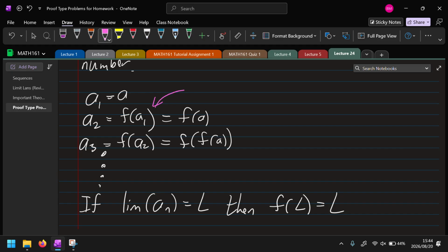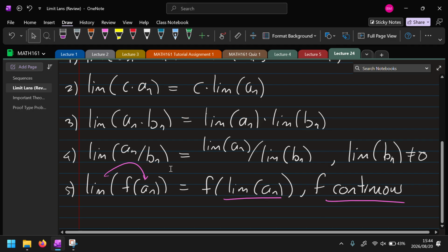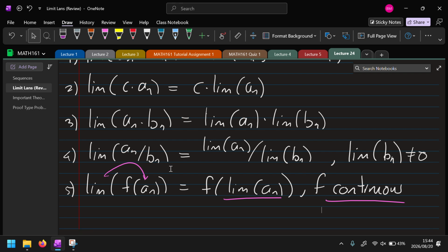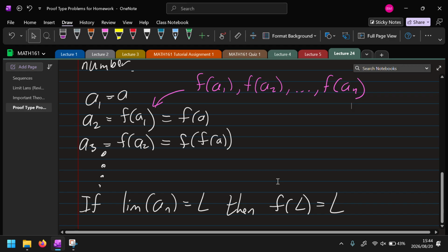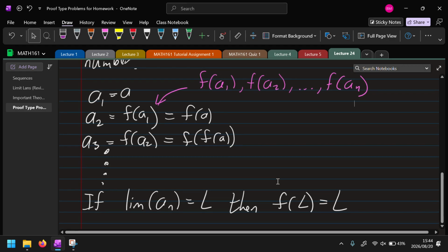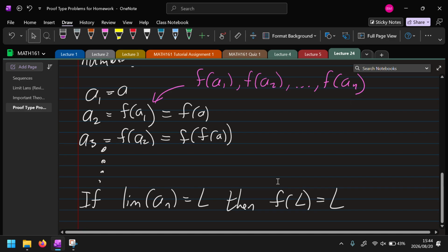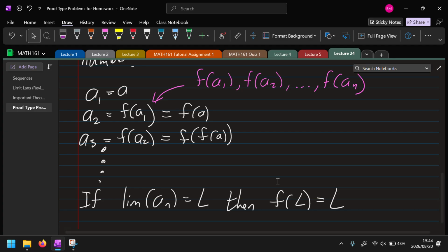So I'll put it in pink here. f of a1, f of a2, f of a3, it's the function of the sequence. I have f of a_n for one of those. And we can see from our limit law, the limit can jump inside that. So very simple. You just start with that couple of lines to fill in the details. Okay, good. So that's your hint for this one. Any questions for the homework?